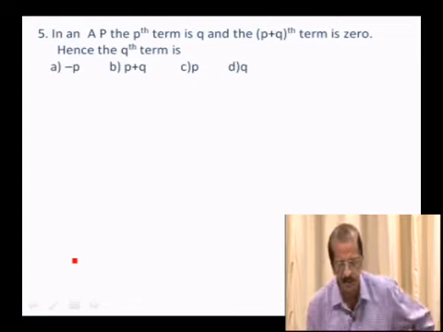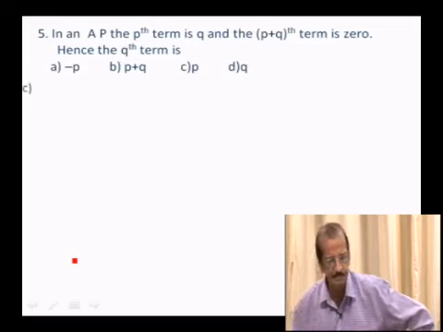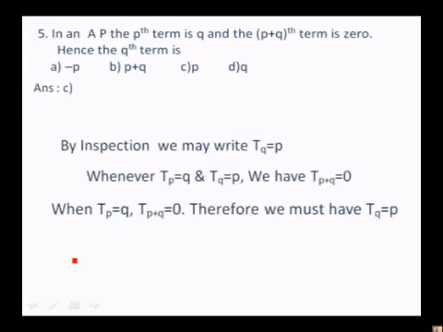So look at this question. It is given that the p-th term is q and the (p+q)-th term is 0. By inspection we may write T_q is equal to p. Because T_p is equal to q, T_q is equal to p, but T_(p+q) is always 0. But here he has given T_p is equal to q and T_(p+q) is equal to 0. Therefore, we must straight away write T_q is equal to p. So, the answer is C. Artha aita makle?